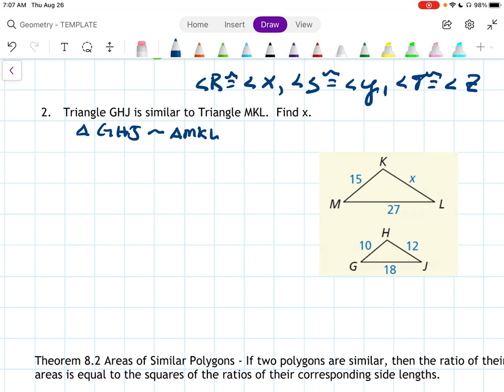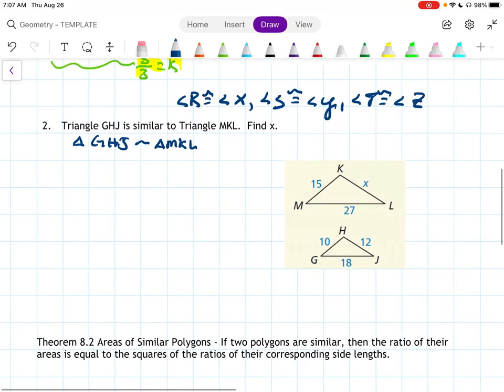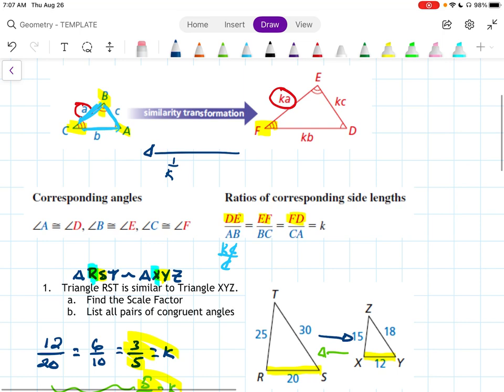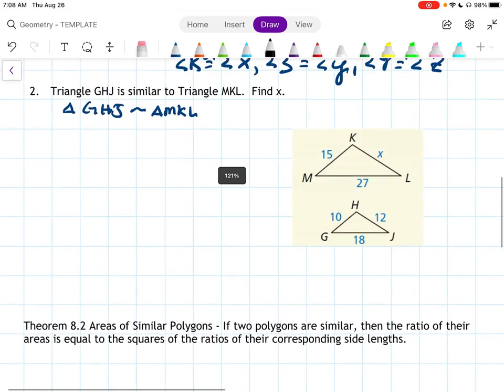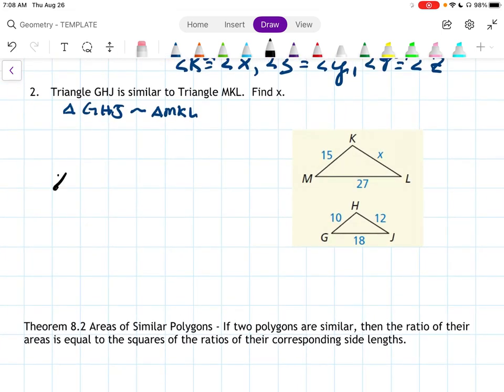So to find X, let me scroll up for a second. I'm going to make a proportion. I'm going to start off with my X, because my X is the one that matters. X is on KL, and I need to find the other side of the other triangle that corresponds to it. So KL is in the last two spots, so it's going to be HJ. So that's going to be X over 12.